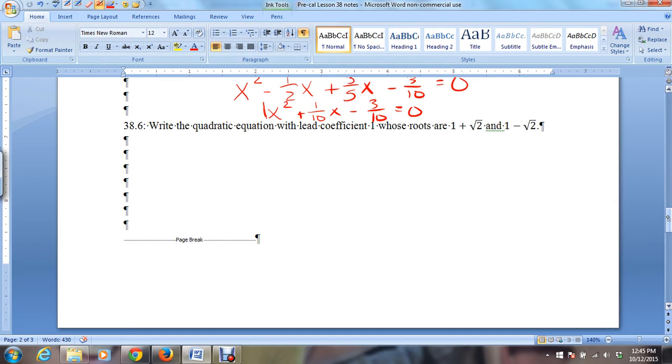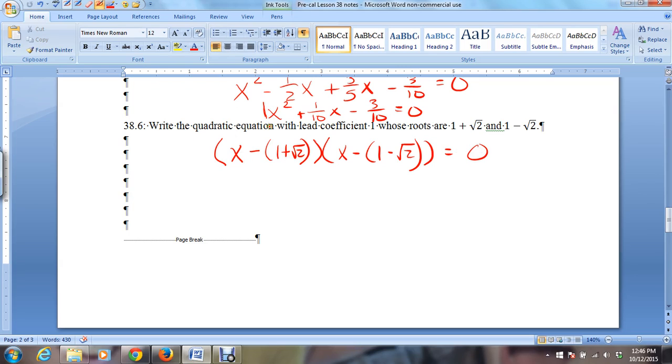All right, write the quadratic equation with lead coefficient 1, whose roots are 1 plus square root of 2 and 1 minus the square root of 2. To do this, same exact thing. All you have to do is write out what it would look like if it were factored: x minus 1 plus square root of 2, and x minus 1 minus the square root of 2. Because those are the roots, they make the equation work.